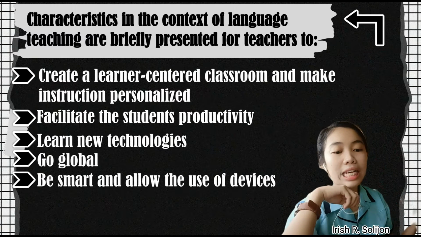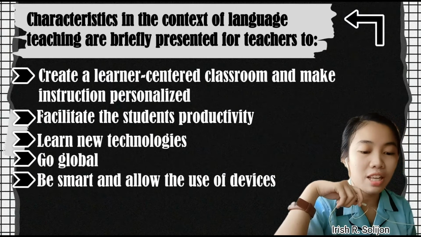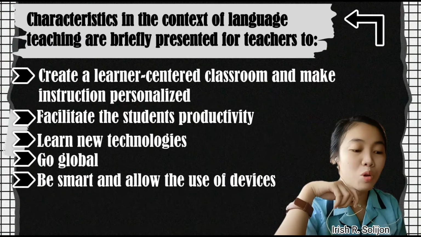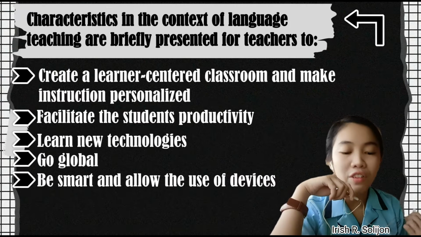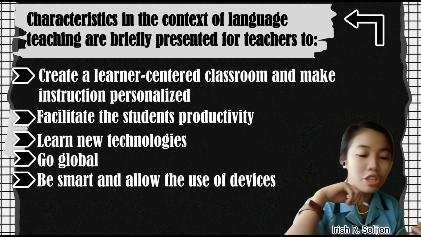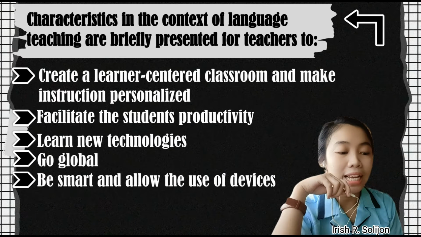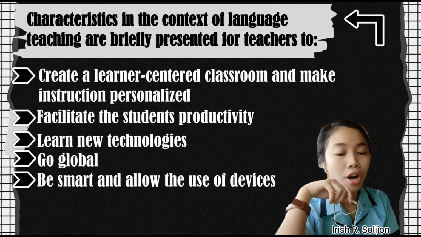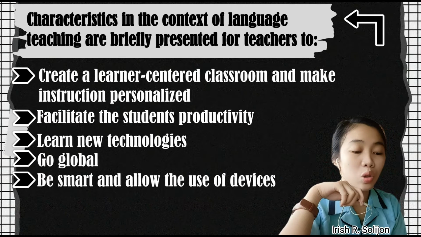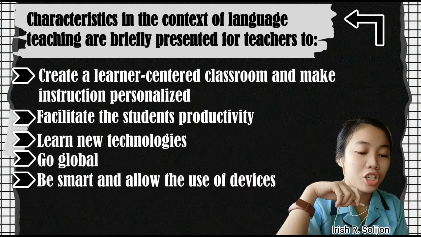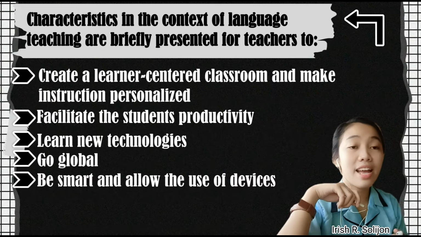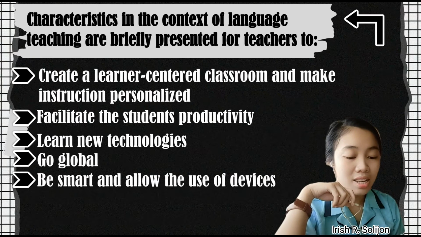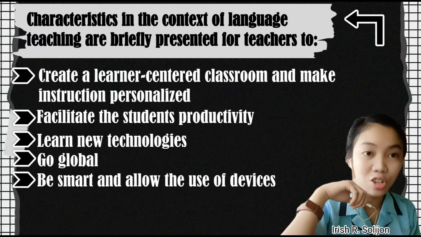And then the second one is facilitate the students' productivity skills so they can produce, when assisted and given the chance, movies that are helpful to enhance their language proficiency. And then the third one is learn new technology, since technology keeps on developing and learning a tool once is not an option for teachers. And then number 4, go global, to allow students to learn languages, culture, and acquire communication skill virtually. And then the fifth one is be smart and allow the use of devices as aids to language acquisition.